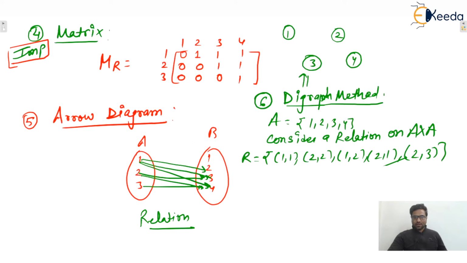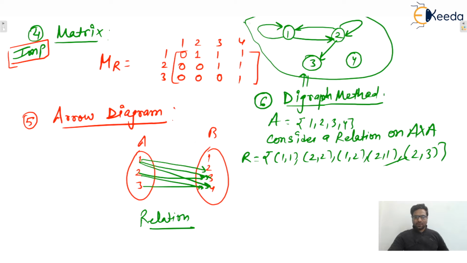One is related with one, so a self loop will be there. One is related with two and two is related with one. Next, two is related with two and two is related with three. So this is the required digraph of the given relation. So these are some representations of a relation, isn't it?